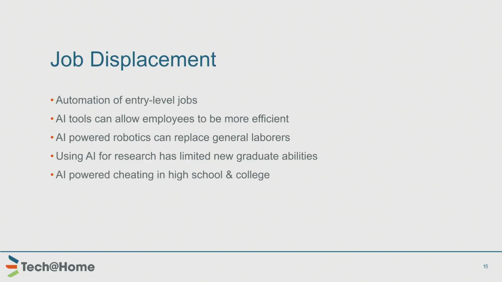AI for research has limited a lot of graduate abilities, so they no longer have the skills necessary to parse through more technical documents, more academic literature. And it's certainly being used for cheating in high school and college. And as new detection methods become available to find out if the students are using AI, a new model comes along and breaks it again.